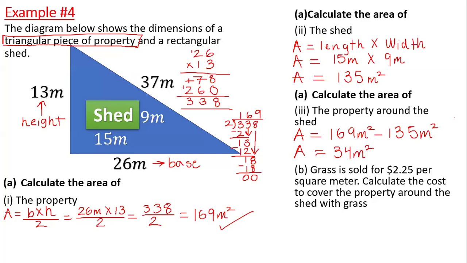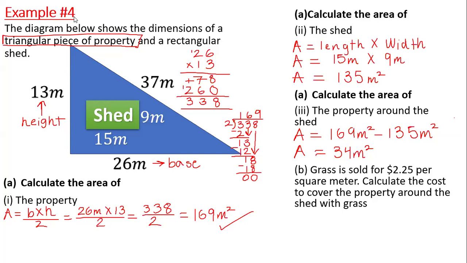So first we did 15 times 9, and we got 135. Then we say 169 minus 135, and that gives us 34 meters squared. Are y'all writing this down? Let me know if y'all are writing this down for me, please. Yes, sir. Writing it. Good.